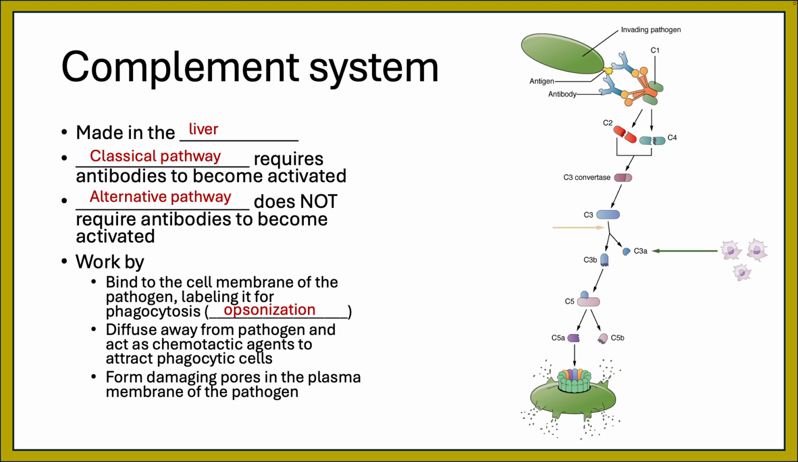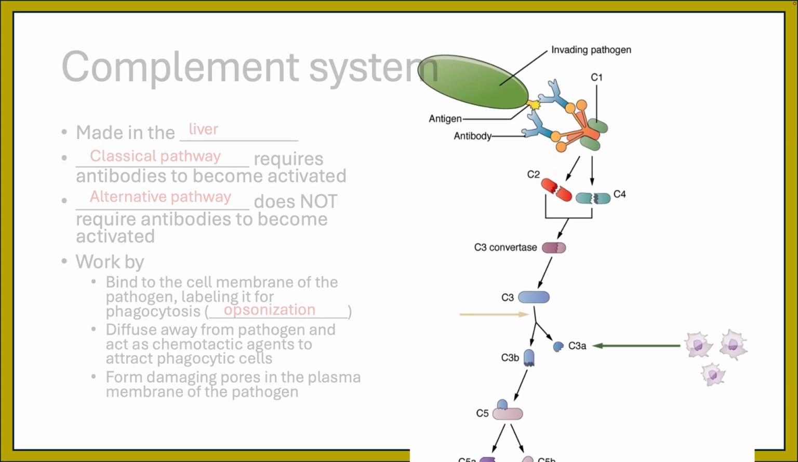They also are going to act as chemotactic, so things that are going to attract phagocytic cells, and they form damaging pores in the plasma membrane, which then make it so that the cell will ultimately lyse, and you can get things inside the cell that are going to cause it to die.